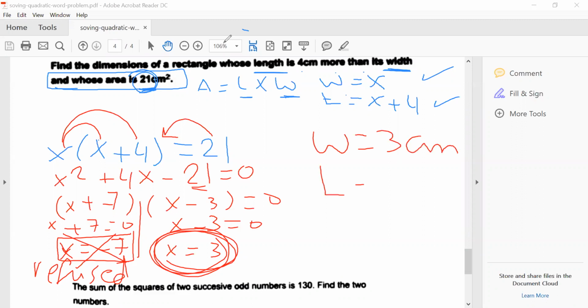And what will be the length? 3 plus 4 equals 7 centimeters. And you can check: is 7 times 3 equal to 21, the area given? Yes. Okay? This is one of the very important examples in the exams.